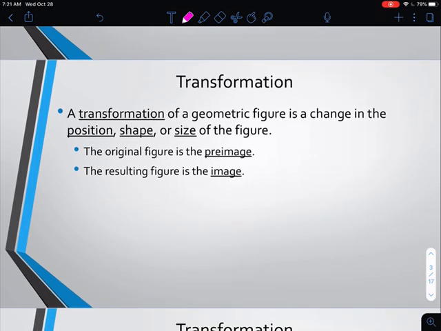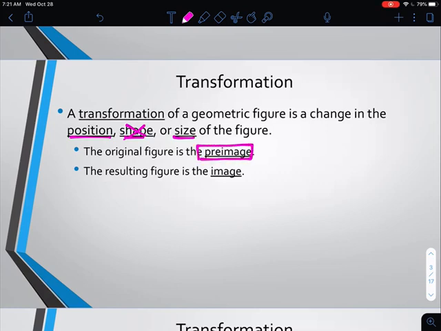Some more information here before we get into the different types of transformations. A transformation is a change in position, shape, or size. Now, for our purposes, we're not really going to do much with changing the shape of the object. We're going to mostly focus on position and size. Two terms that you absolutely have to know for this chapter.